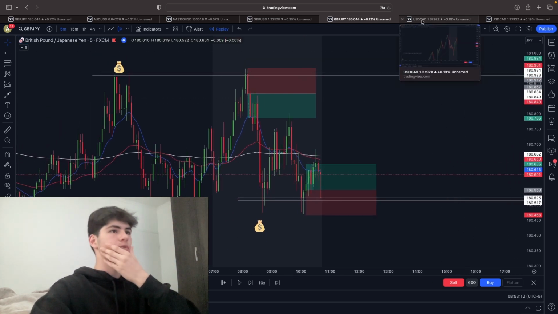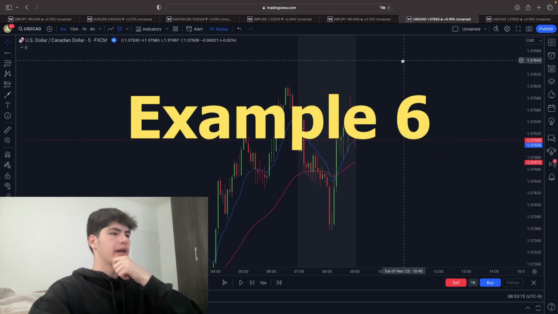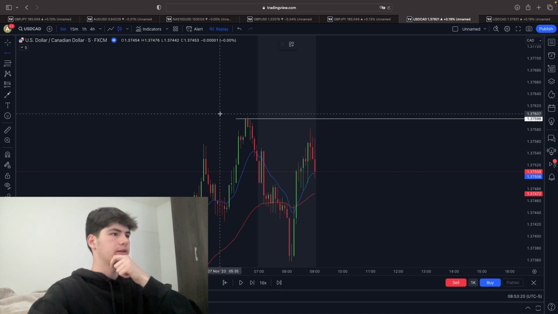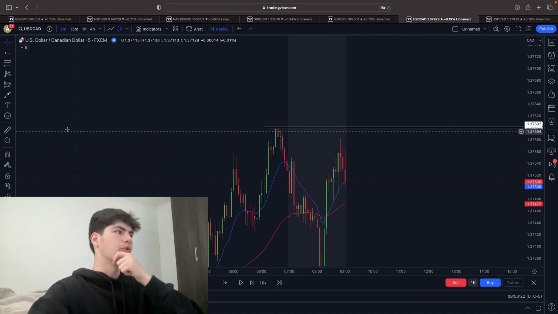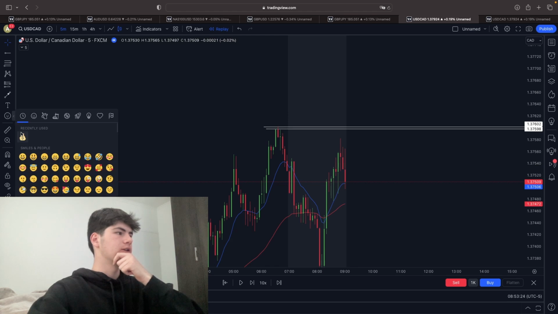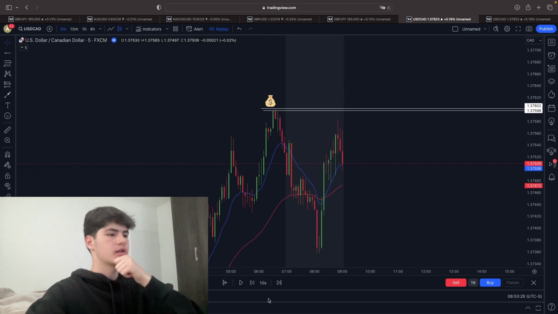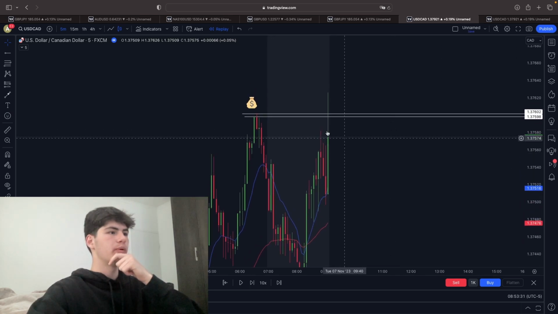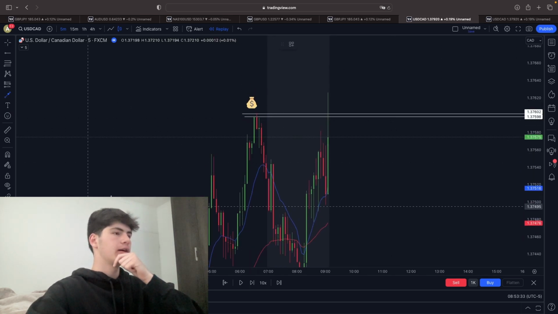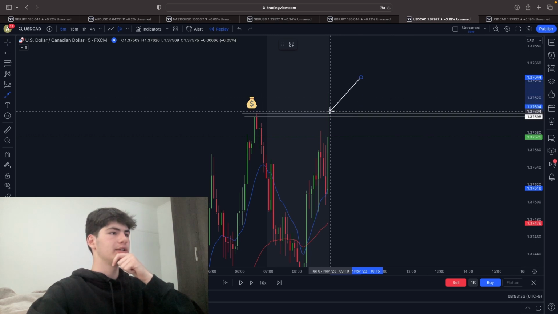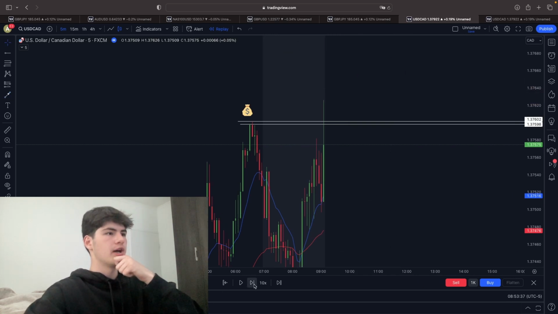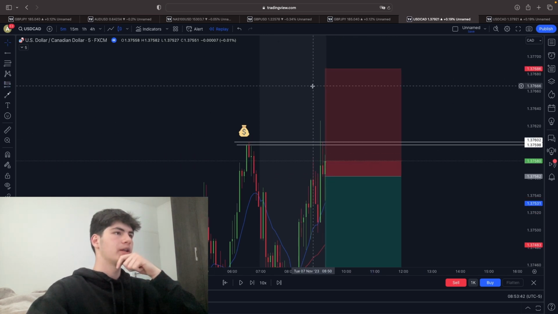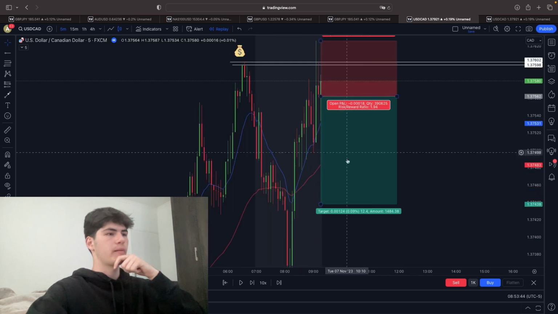Okay, the last two setups now. This one is on UCAD. Okay, let's mark it up. So we mark up the liquidity right here. We mark up the wicks. Then we know that there is liquidity sitting above. We wait for the market to come and sweep it. Market came, swept it. We didn't close above the candles, this candle just swept the liquidity. Wait for break of the candle, get in at break of the candle, and bam.